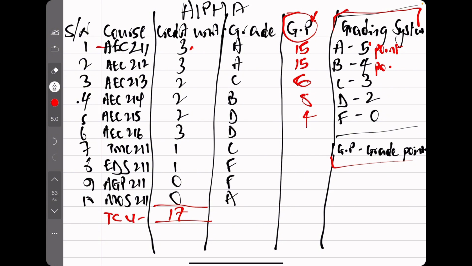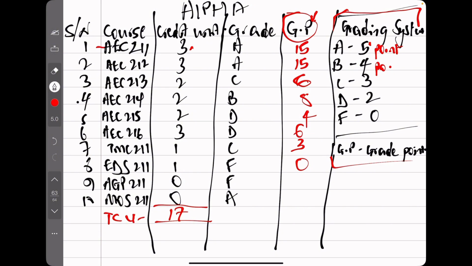In AC216, it's a 3 unit course, and it's a D. And in D, we have 2 points again. So that's 3 times 2, it's a 6 here. TMC and EDS, they're both 1 unit. In TMC, there is a C, that's 1 times 3, 3, and 1 times, unfortunately, F in EDS, so that's 0.